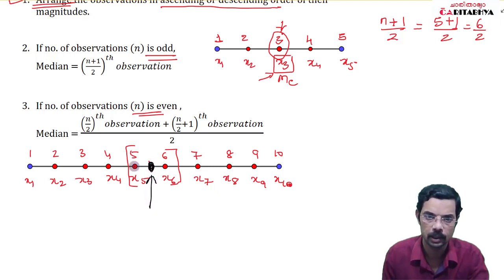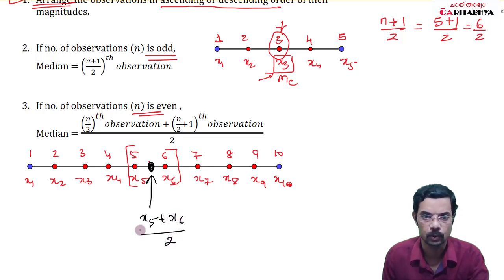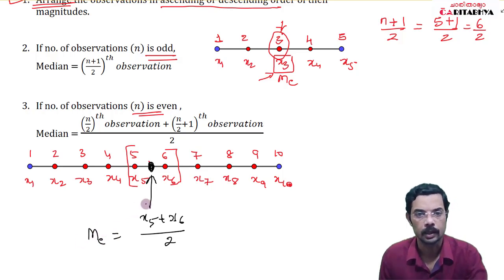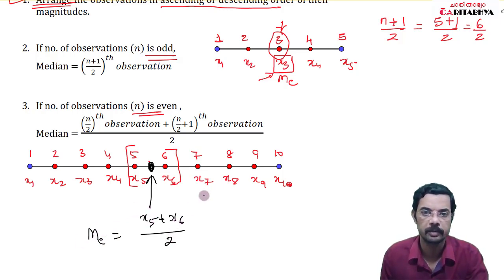Okay, the median should lie somewhere here. So this value can be obtained as the arithmetic mean of the 5th and the 6th observation. So we can get the median by taking x5 plus x6, divided by 2. This is your median. The median is denoted by ME. So that is (x5 + x6) divided by 2 in this case.